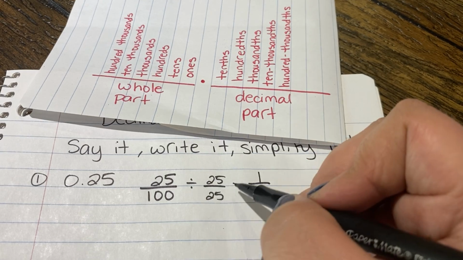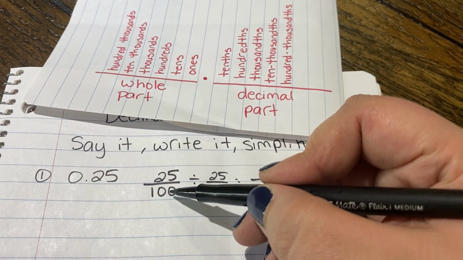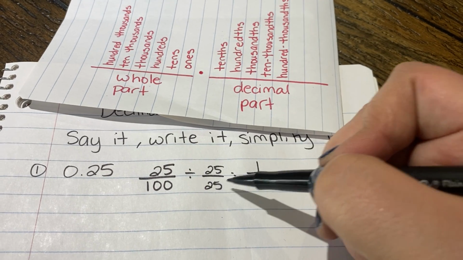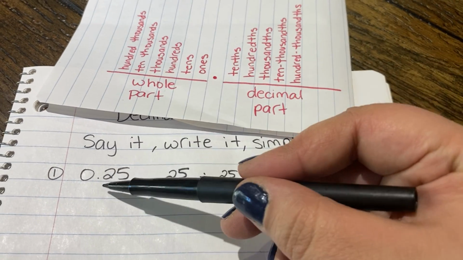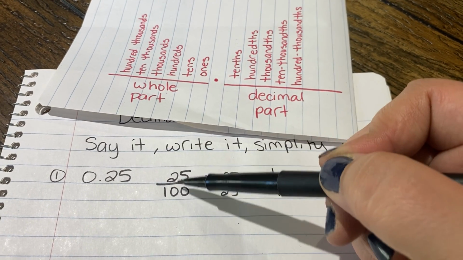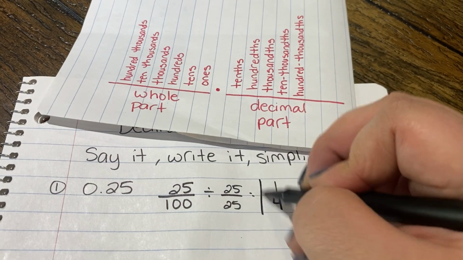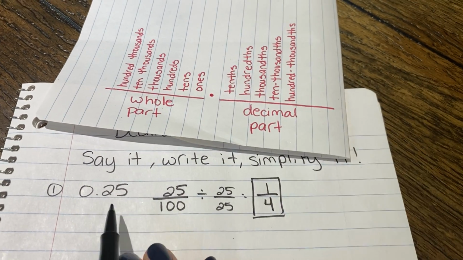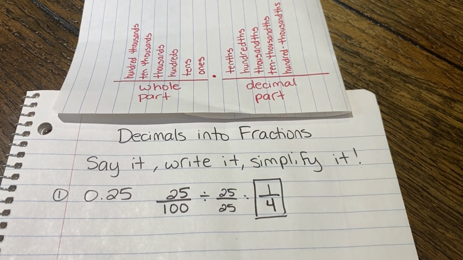Remember, guys, whenever you're dividing by 25, think of quarters. You have $1. If you break it into quarters, you're going to have 4 quarters. So you put a denominator of 4. So 0.25, or 25 hundredths, reduces down to 1/4. So we changed the decimal into a fraction.